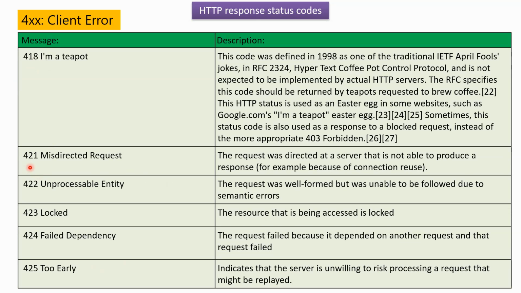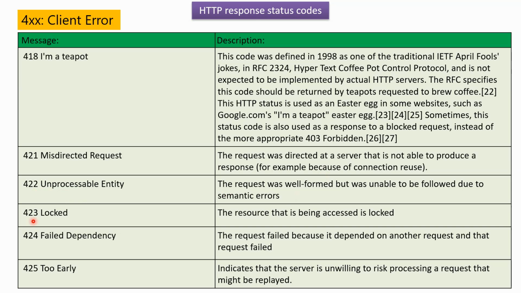Status code 421, which is nothing but misdirected request. The request was directed at a server that is not able to produce the response, for example, because of connection reuse. Status code 422, which is nothing but unprocessable entity. The request was well formed but was unable to be followed due to semantic errors.